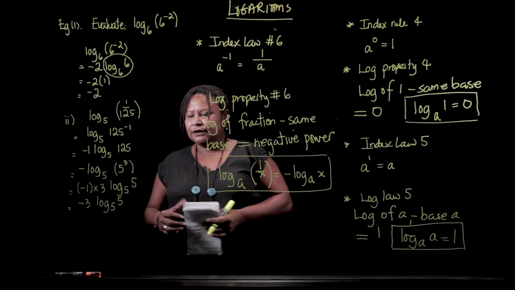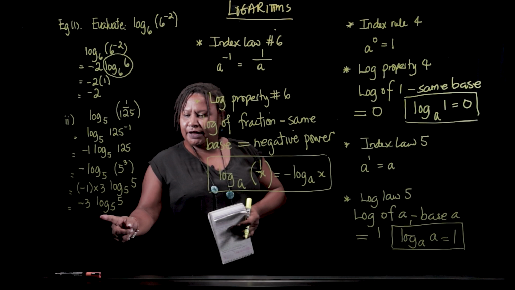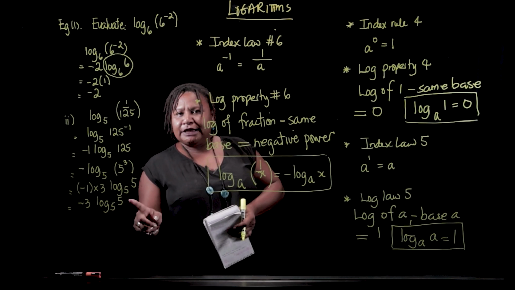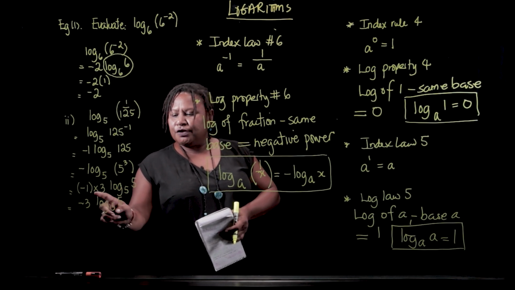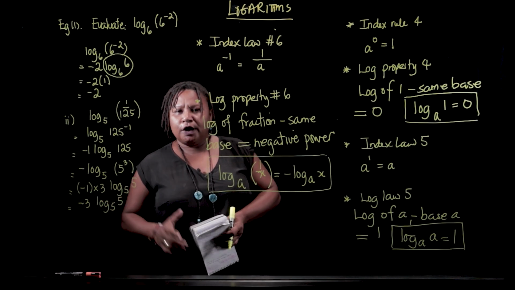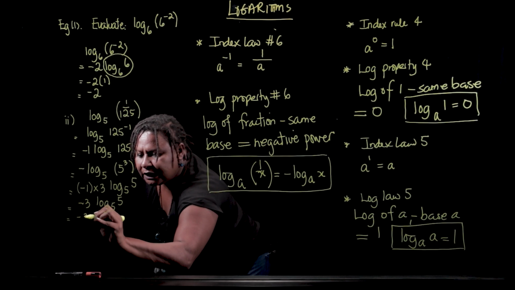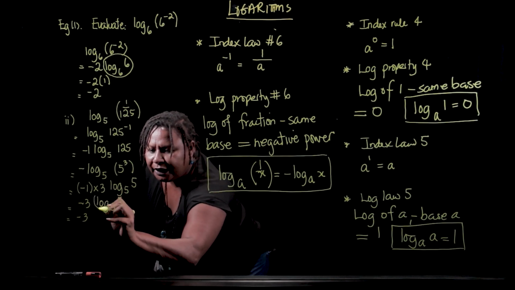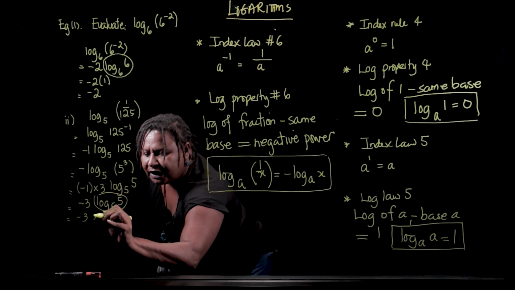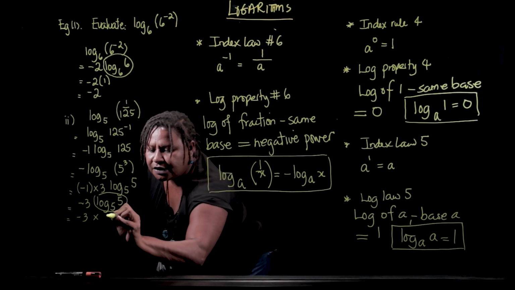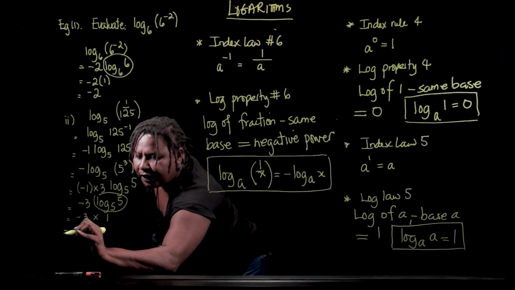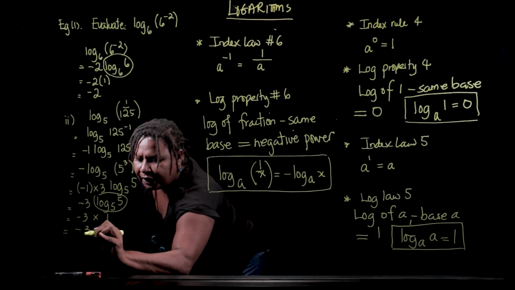And again, we have law number 5 here, where the base and the number are the same. So this is going to be equal to 1. So negative 3 is multiplied again by 1. So our final answer will be negative 3.